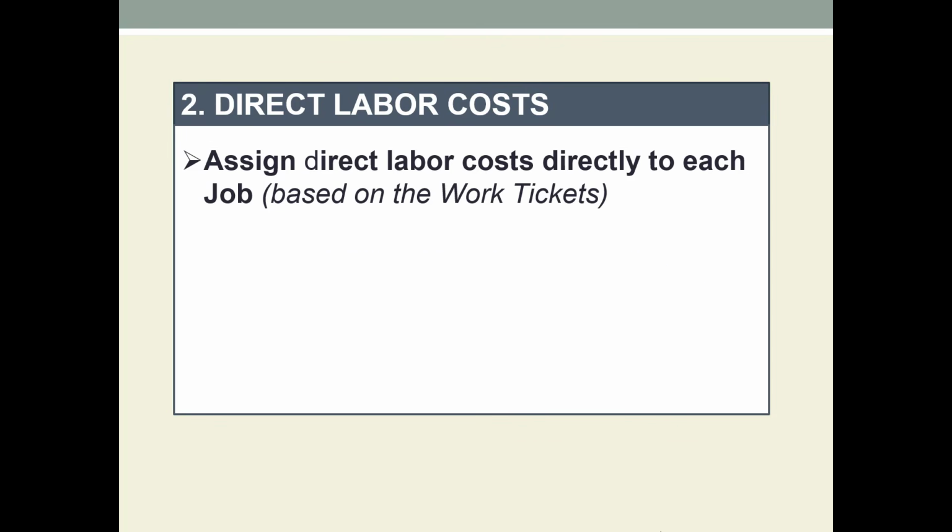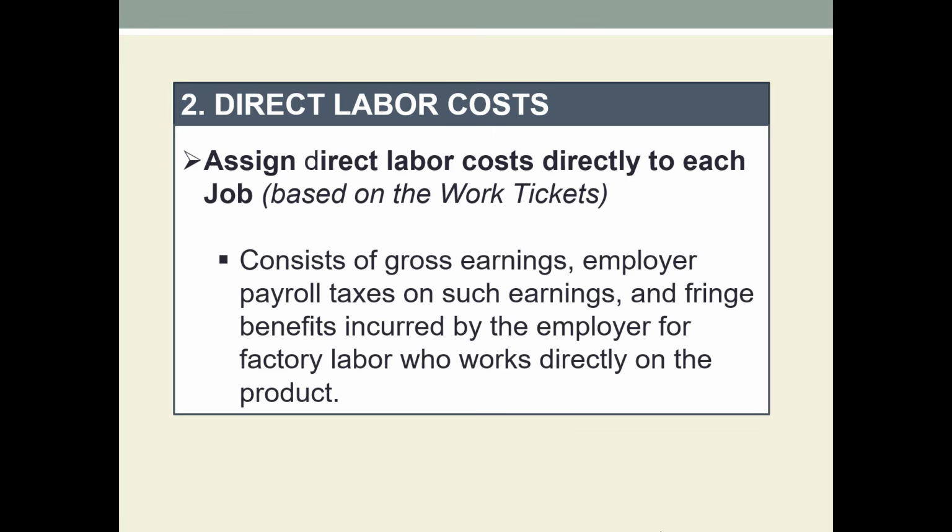Direct labor, these costs are assigned directly to each job as well based on the work tickets. So workers in the assembly line will have to record where they spend their time, which jobs they worked on in a given day. Now this will include the gross earnings, the payroll taxes, any fringe benefits that are offered to factory labor.